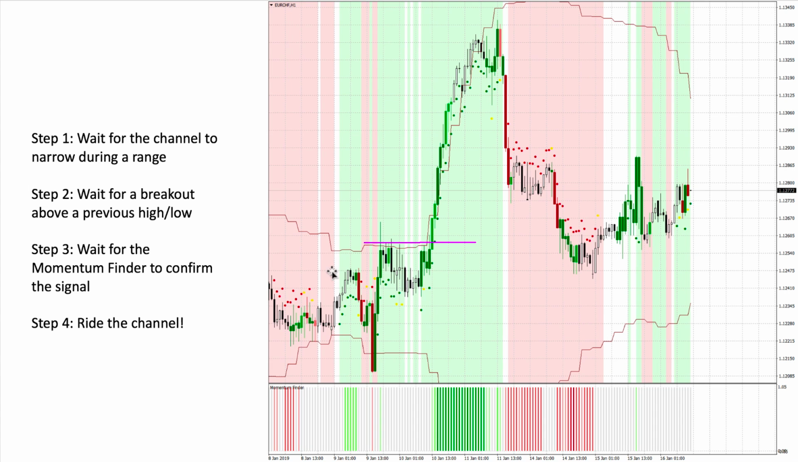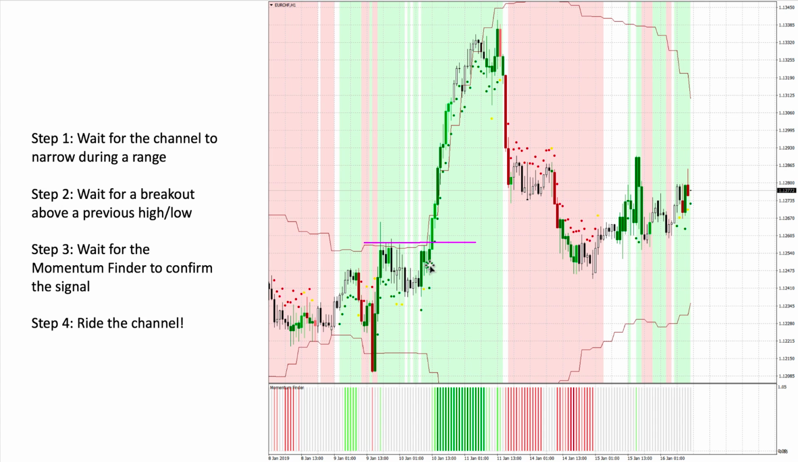So step 1, we look for a range here, and then we wait for the market to break out of this range. You can see here we have a very well defined resistance area. Those are very important to note. When you see them on your charts, then pay close attention to them. You see that the channel has very narrowed down here as well.